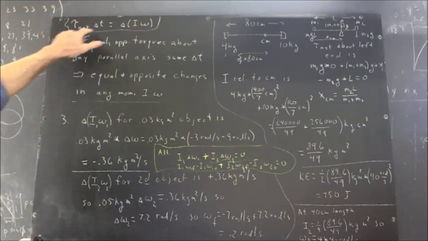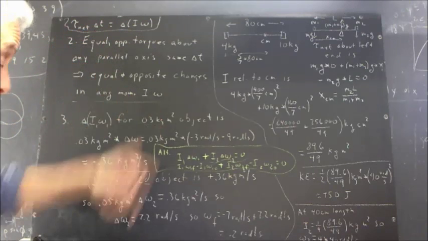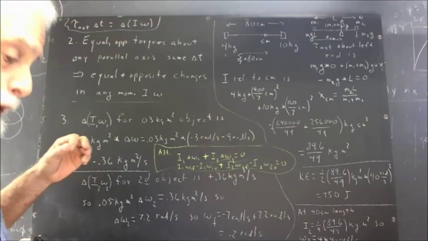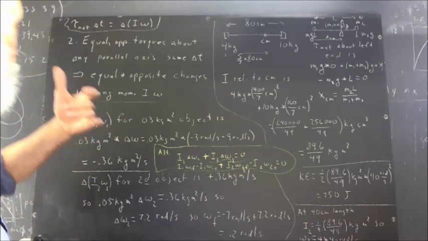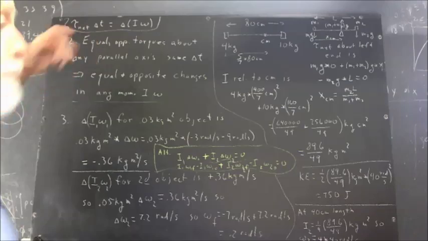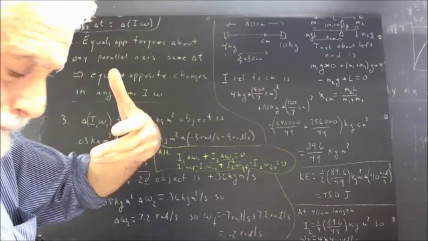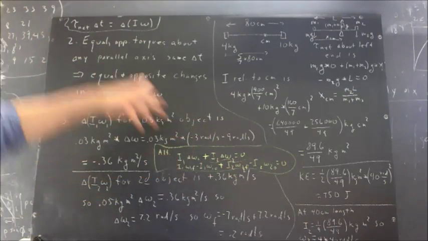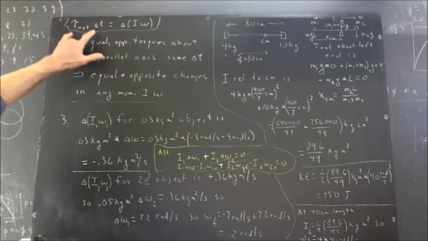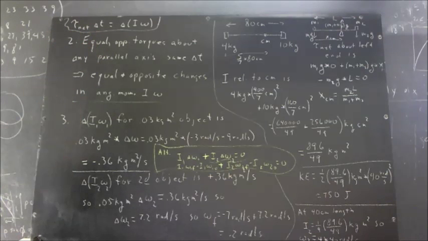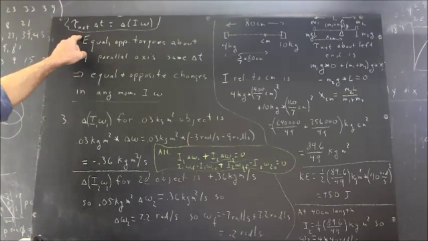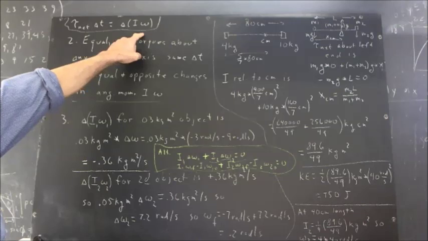The product of net torque and time interval is completely analogous to the product of net force and time interval, which is the impulse of a force. The product of the net torque and the time interval is the angular impulse of a torque. So, angular impulse equals change in angular momentum.